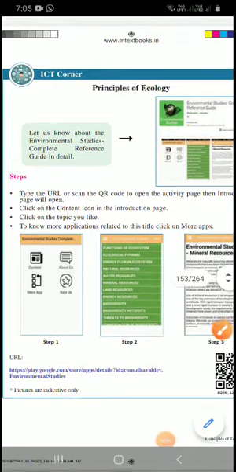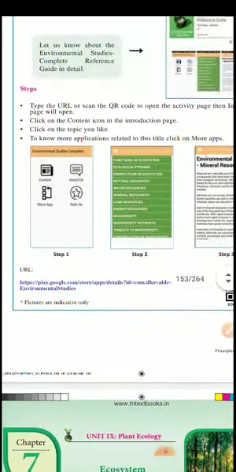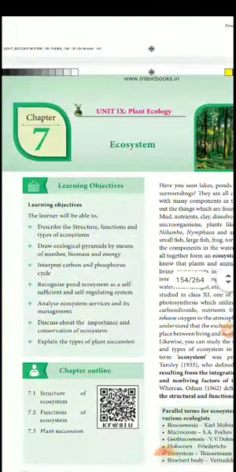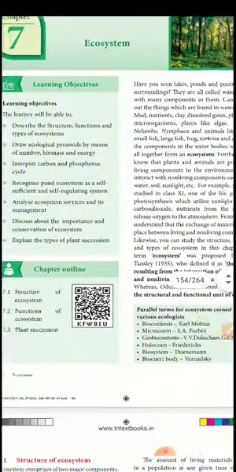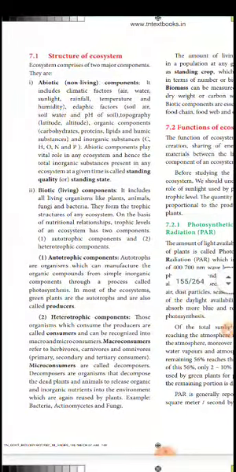Friends, today we will see the principles of ecology. This is a new chapter. In this principle of ecology, first we consider plant ecology, that is the ecosystem. So what does ecosystem mean? It's the structure of the ecosystem.